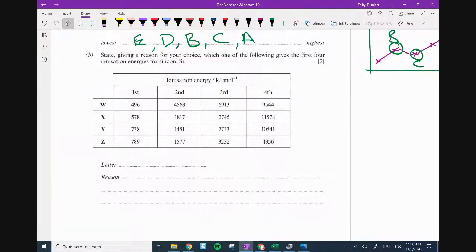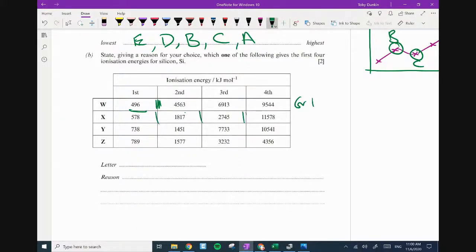Next, state, giving a reason for your choice, which one of the following gives the first 4 ionization energies of silicon. Okay. So W. Easy. Whoa, jump. Holy guac. Guys, look at that. It's massive. It's gone up by 4,000 and the next one's only gone up by 3. That's an enormous jump. So that's in group number 1. Yeah, group 1.